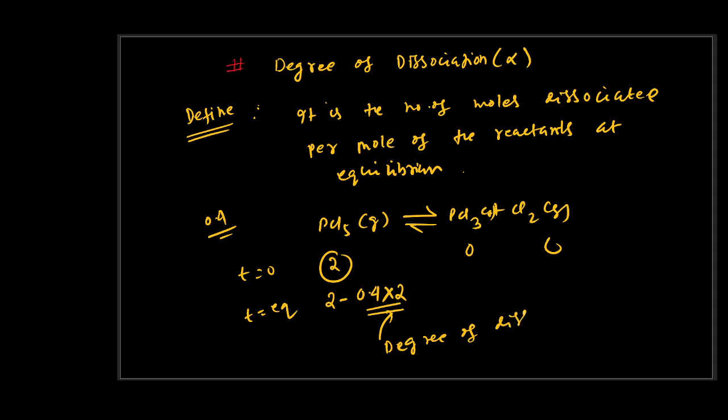Degree of dissociation, that is the number of moles dissociated per mole of the reactants at equilibrium. So how many moles are present, and from those moles how much dissociated. That is called the degree of dissociation.